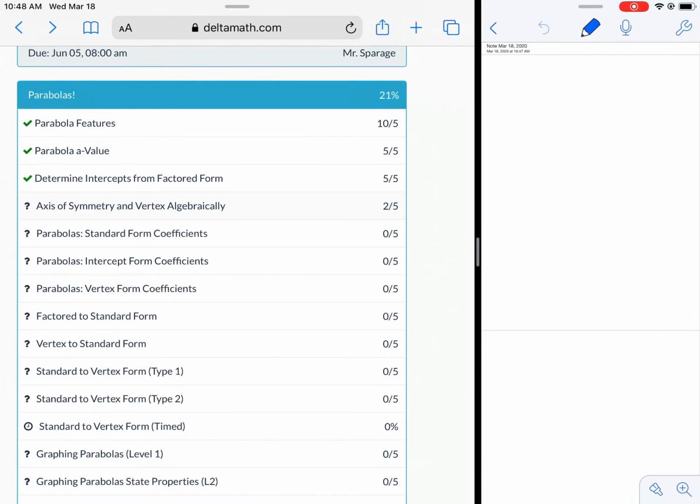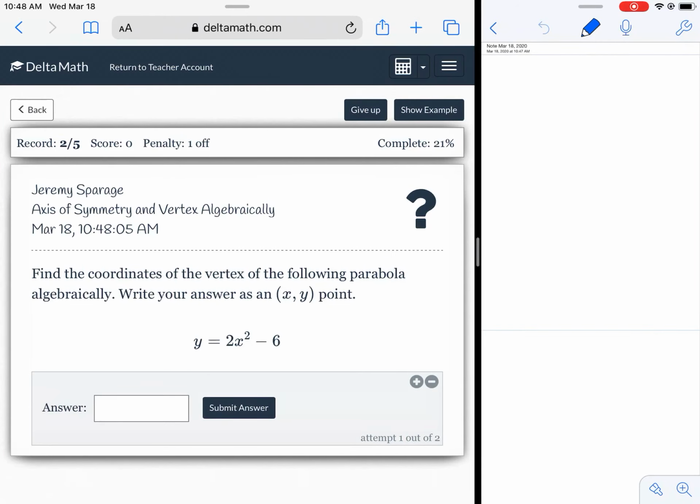Axis of symmetry and vertex algebraically. Find the coordinates of the vertex of the following parabola algebraically. Write your answer as an xy point. To do this, we're going to use what we learned in section 8.7, which is x equals negative b over 2a.